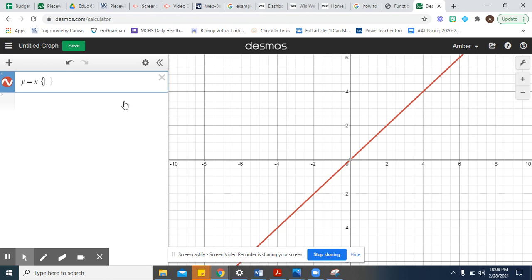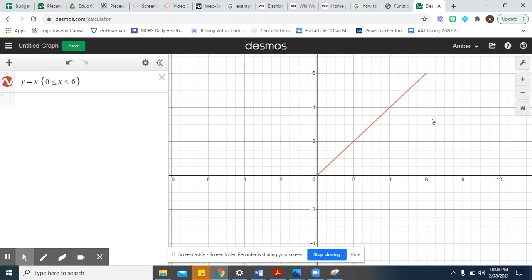But let's say that I want to restrict it so it starts at 0, so x values are greater than or equal to 0. And then I want to say that it stops, we'll say it stops at 6. So there's my first piece.